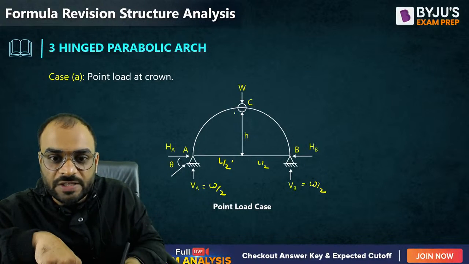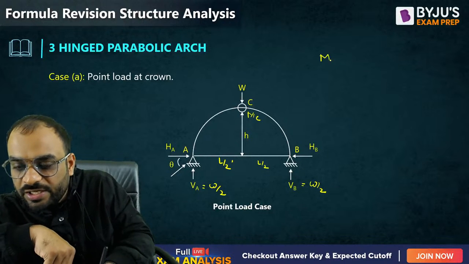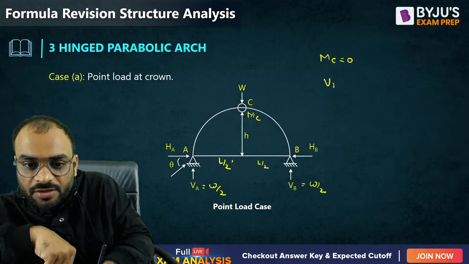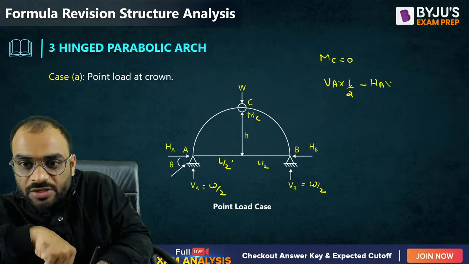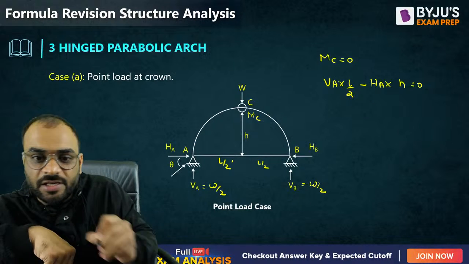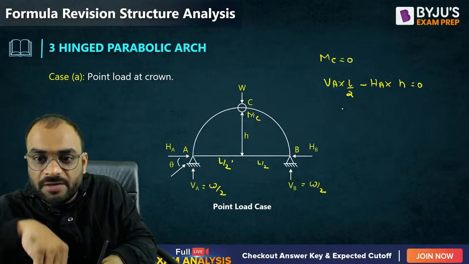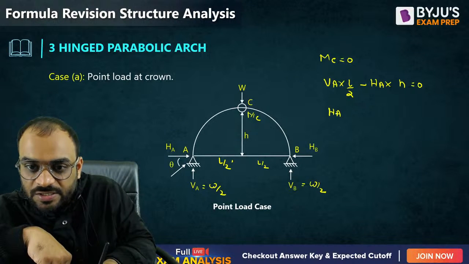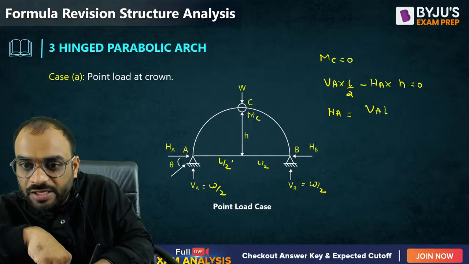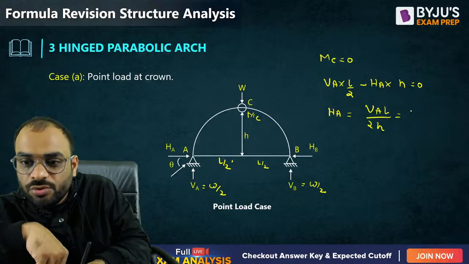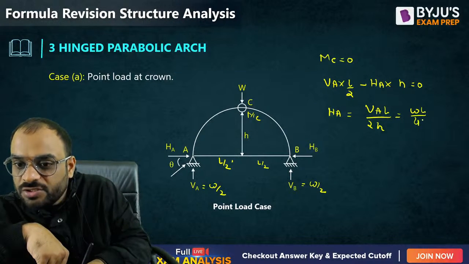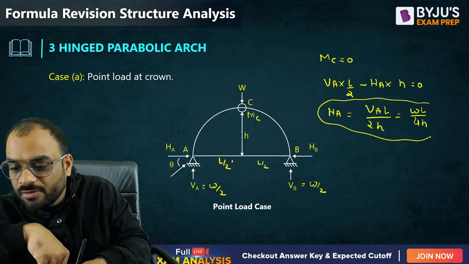Now what you need to do guys, you need to take the moment at C is equal to 0. अब moment C is equal to 0 ले लेंगे तो हमारे पास क्या होगा, VA इंटू L बाई 2 माइनस HA इंटू h हो जाएगा. तो यहाँ से हमें सिंपली HA का वैल्यू फाइंड हो जाएगा. So HA is equal to VA L by 2h. What is the value of VA? W by 2. तो ये हो जाएगा WL by 4h. ये रहा फॉर्मूला, right.